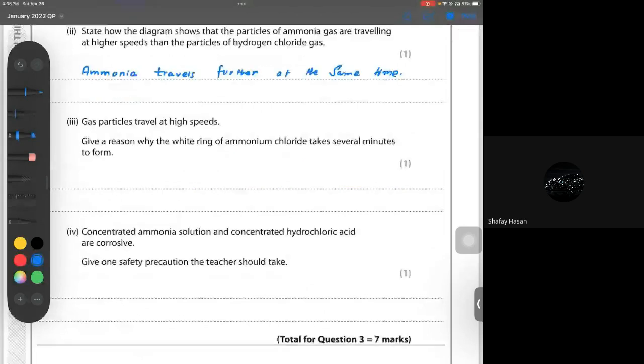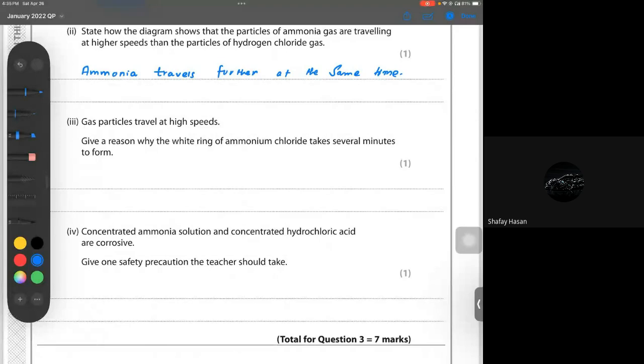Give a reason why the white ring of ammonium chloride takes several minutes to form. You know, the thing is that they are gases. They don't travel distance in a straight line. They would be diffusing in multiple directions, just like when you turn on a light, the light would be traveling in multiple directions. It's not going to travel in one direction. It's of one mark only.